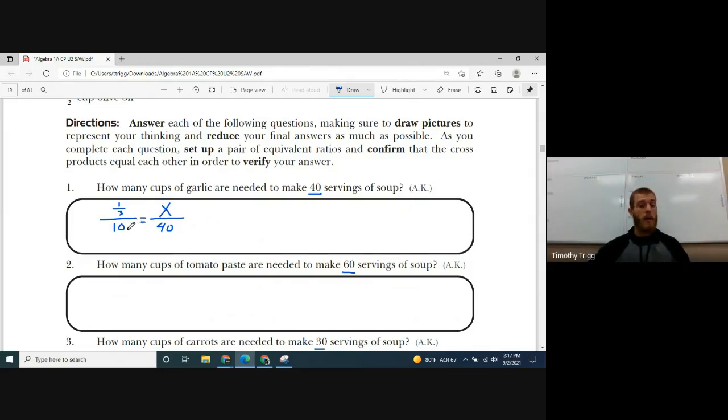But we could easily solve it by cross multiplying. So 10 times x is 10x. And then 40 times 1/3. You could just multiply the 40 times the numerator, so that's 40 over 3. Now to get x by itself, you divide both sides by 10. And you can go ahead and use a calculator. Essentially what you would do is 40 divided by 3 and then divided by 10.